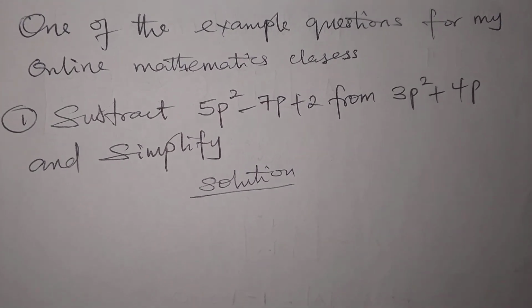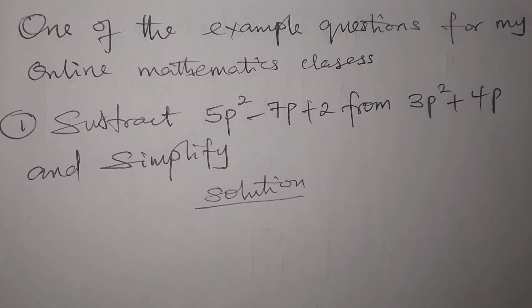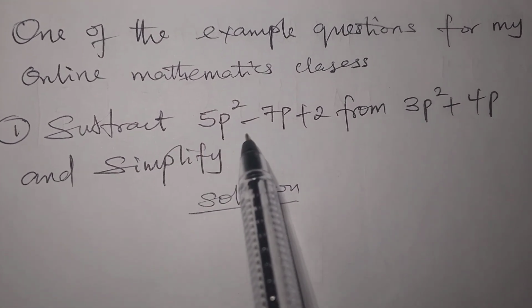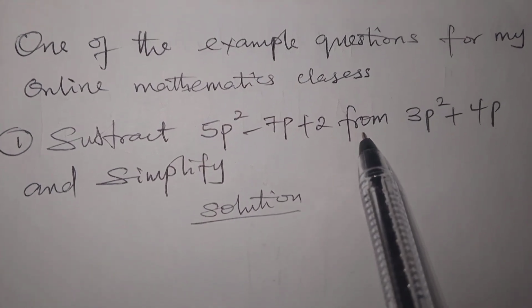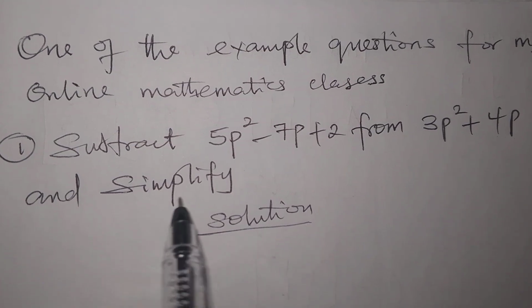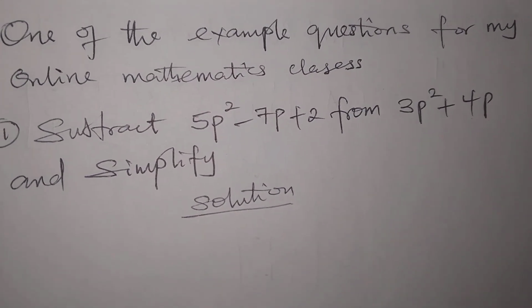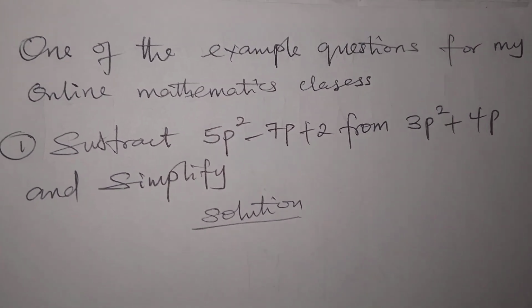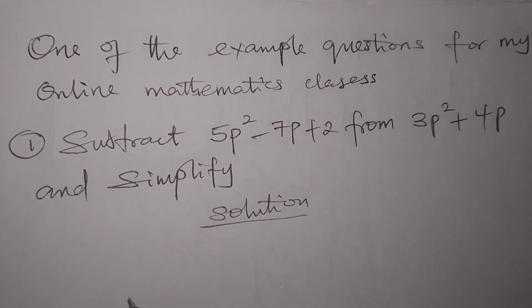So let's solve this. Now, how can we solve this question? We need to be very careful. We need to interpret: subtract 5p squared minus 7p plus 2 from 3p squared plus 4p, and simplify. The meaning of simplify is that we should try to break it down and solve it to the final answer. Okay, let's solve it.